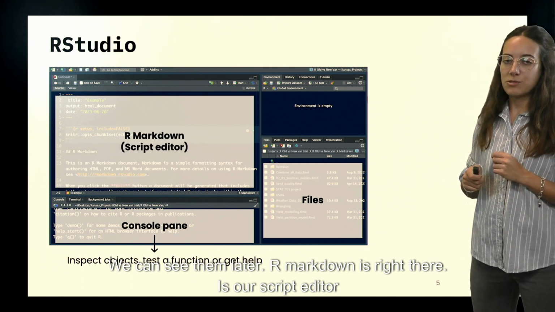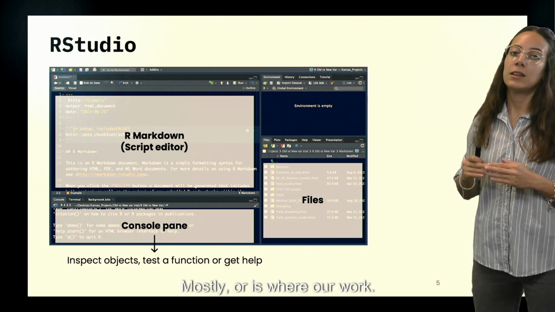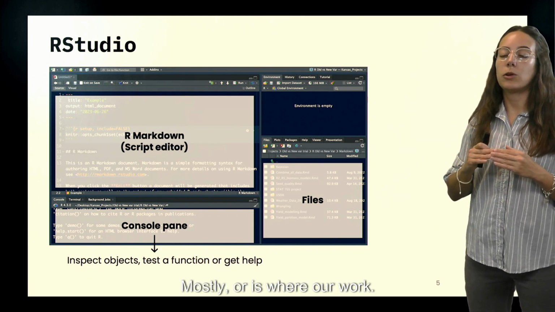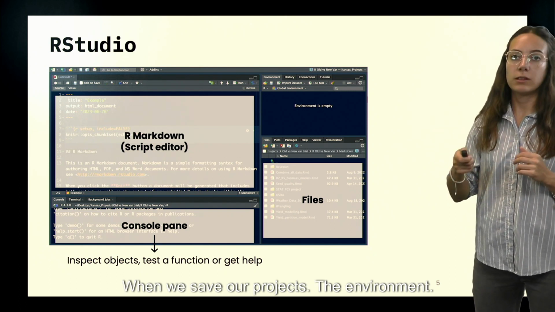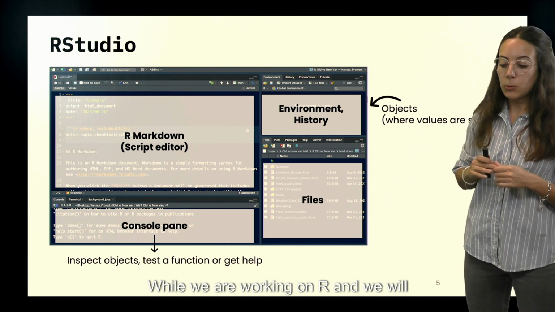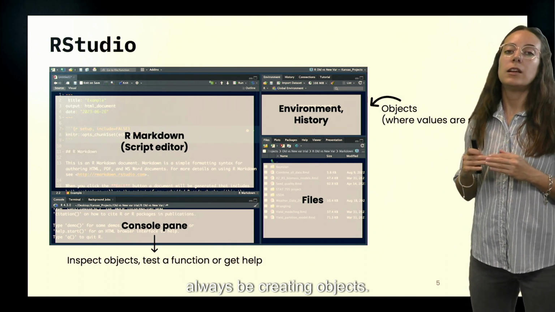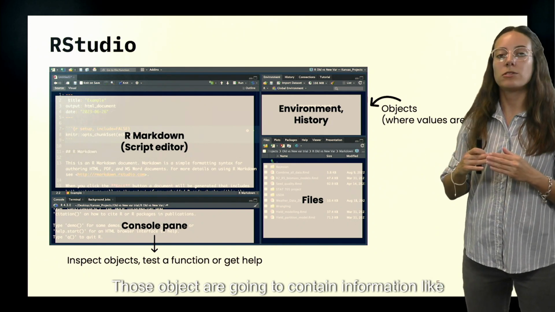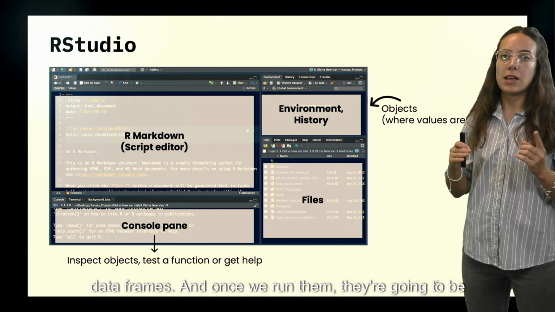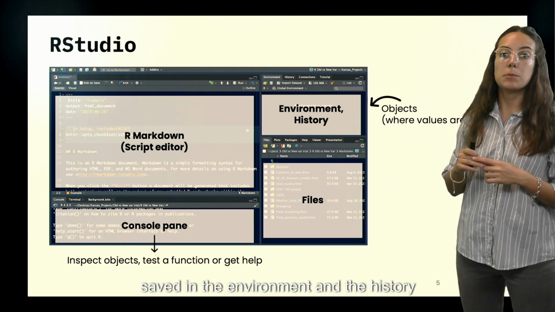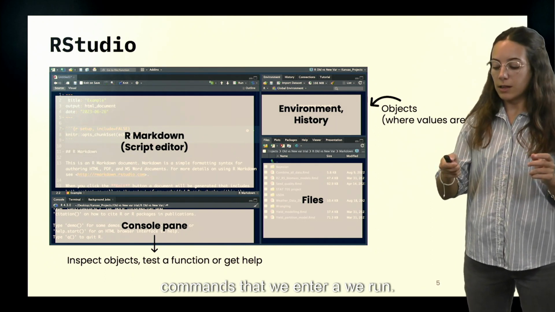R Markdown is right there. It's our script editor. It is where we will work mostly, or is where our work is going to be written and saved to file when we save our project. The environment. While we work in R, we will always be creating objects. Those objects are going to contain information like data frames. And once we run them, they are going to be saved in the environment. And the history keeps track of all the functions or the commands that we enter and we run.